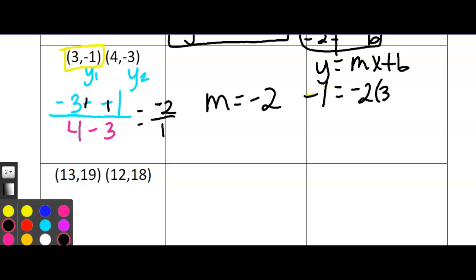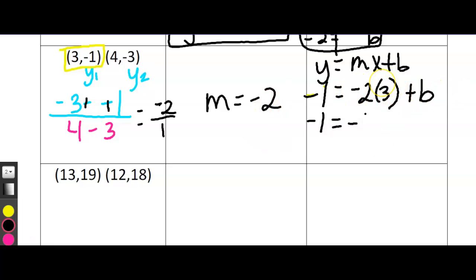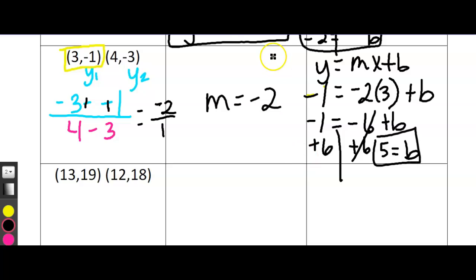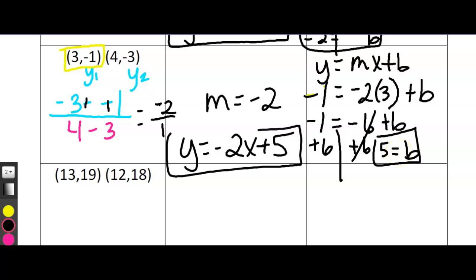And remember, when you plug that in on this side, that's multiplication. And then I'm trying to figure out what b is, so I don't know that yet. Negative 1 is still negative 1. I can do this right here, which is negative 6 plus b. Now this time, to get rid of a negative 6, I have to do a plus 6. So b equals, and negative 1 plus 6 is 5. So I know that my slope is negative 2, and my b is 5. So this is my final equation for this problem.